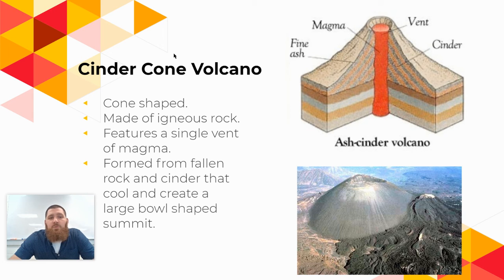A cinder cone volcano. Now, these cinder cone volcanoes have a distinct cone shape, so they have these long, smooth sides here. They're made of igneous rock and a lot of ash. They feature a single vent, so they only have the one magma chamber and the one vent going straight up the middle, and they're formed from fallen rock and cinder that cool and create this large bowl-shaped summit. So this is all volcanic material that's made up this giant volcano here.